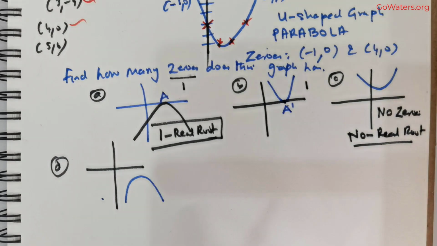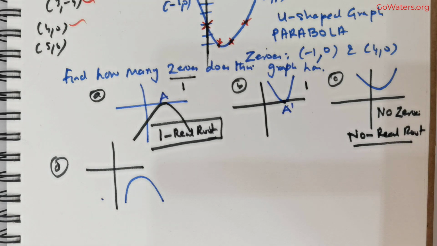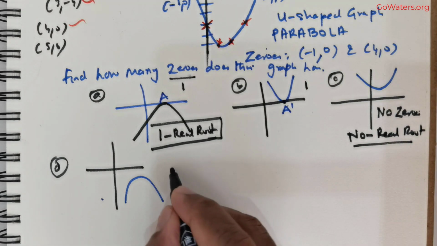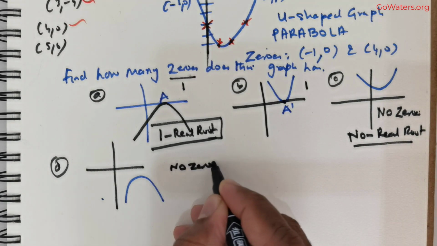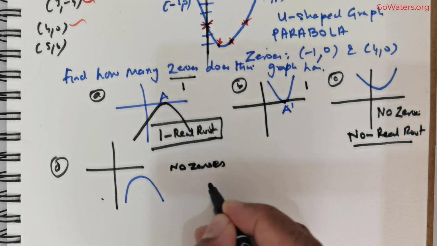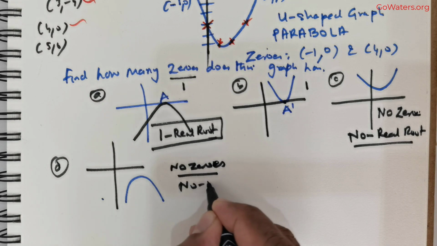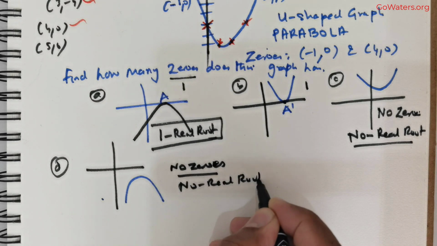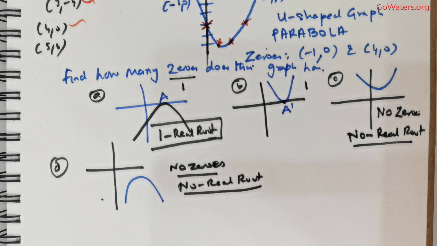So we have a specific name for that, but anyway, I will reserve it when we come to that particular topic. In this case also, no zeros. No zeros, right? You can also state it as no real root. So those are the examples that we have to know with regard to the graphs.